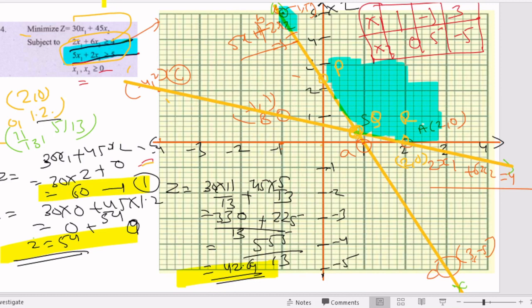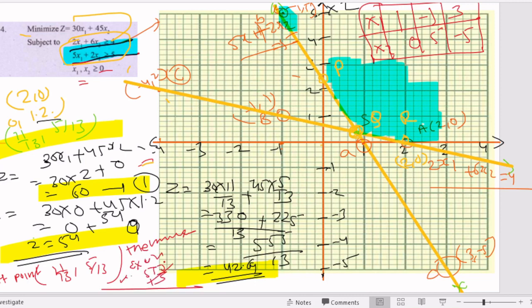So your answer is, you have the minimum solution at which point? 11 by 13 and 5 by 13. Your answer should be at the point 11 by 13, 5 by 13. The minimum solution is 555 upon 13. It's up to you. You can divide and give the minimum value, or you can leave it as it is.